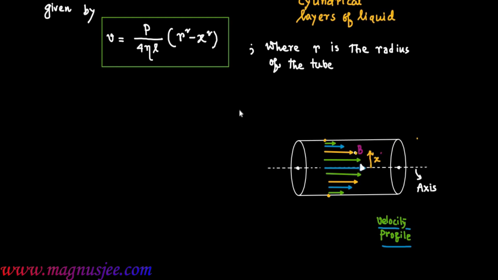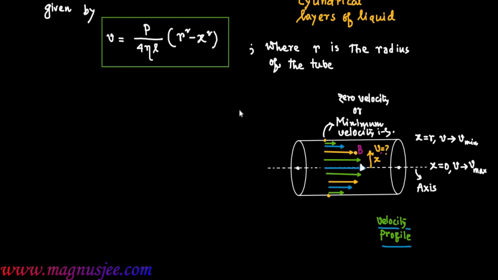We can denote a point B which is at a distance x, and velocity of flow of liquid at the point B is v. Along the axis, x is equal to 0, and velocity will be maximum, and at the wall, x is equal to r, and velocity will be minimum. That means at the wall, the velocity of flow of liquid or velocity of layer of liquid will be 0. So the point at the wall of the tube indicates 0 velocity.